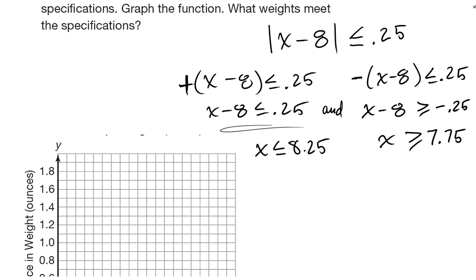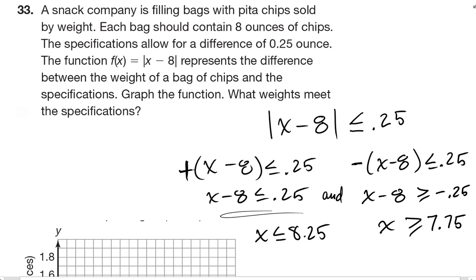In terms of graphing this function, this is the function that we're graphing, right? f of x equals the absolute value of x minus 8. So I'm just going to consider a couple key values and then draw the lines that go through those. Let me grab this blue pen.